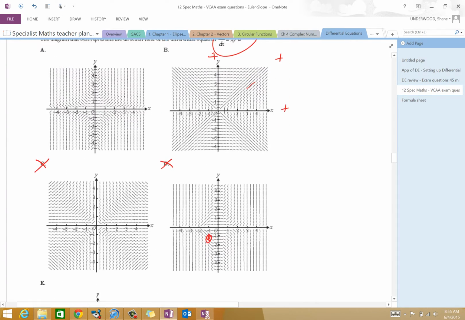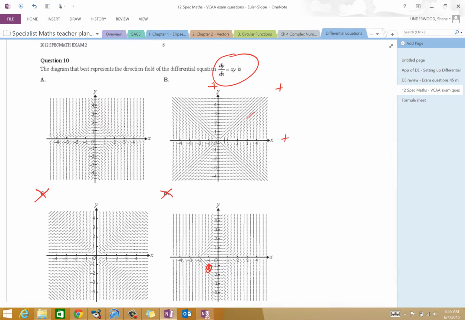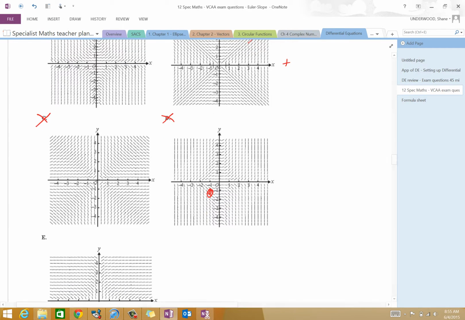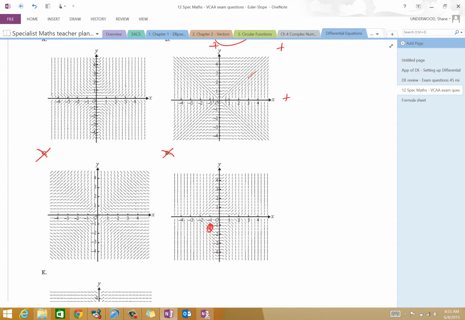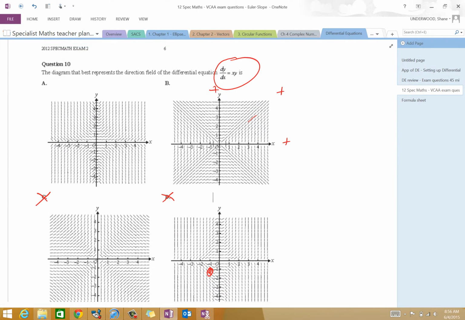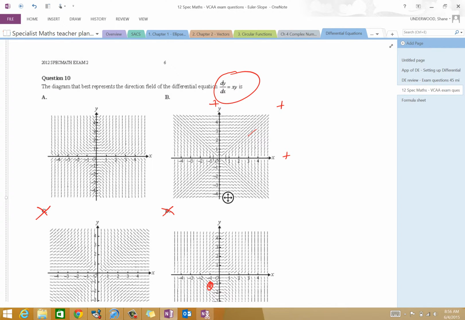Let's look at the second quadrant. Okay, the second quadrant means that it's going to be a negative value of x, a positive value of y, which is going to be negative. Are they all negative? The ones that are left? Okay. What about this? Let's pick a point. Let's pick a point at 1, 1.